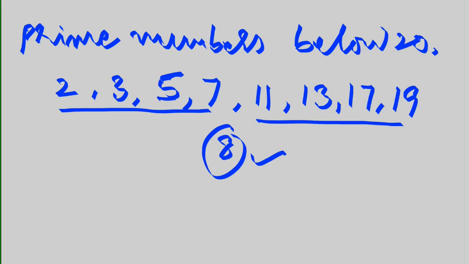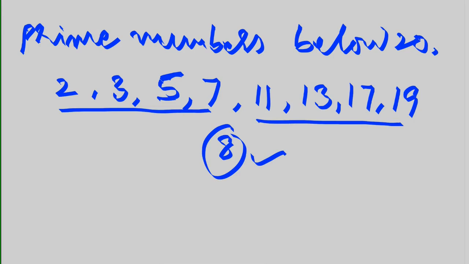There is no logic to it. We have to remember it, either by hearting or whatever it may be. Just learn it by heart, like tables. Up to 20 tables we have to learn by heart, the same thing. So these are 2, 3, 5, 7: 4 prime numbers below 10. And 11, 13, 17, 19 are again prime numbers below 20. Total 8 prime numbers are there.